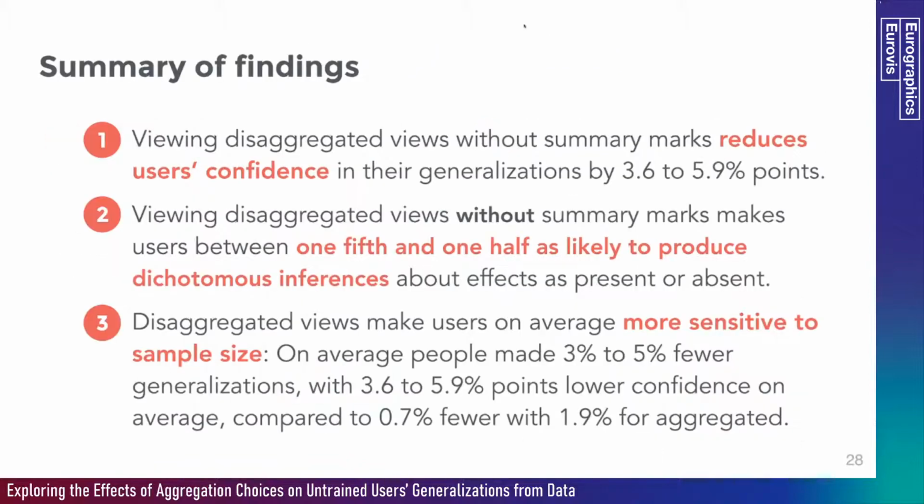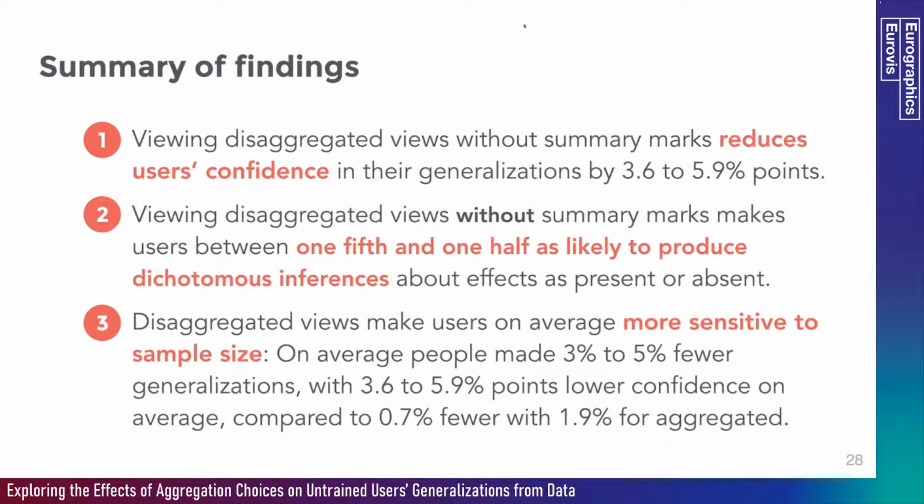To summarize, our study finds that how you aggregate views can have important implications for the inferences that untrained users make. First, viewing disaggregated views without summary marks reduces users' confidence in their generalizations by 3.6 to 6 points. Viewing disaggregated views without summary marks makes users between 1/5 and 1/2 as likely to produce dichotomous inferences. And finally, disaggregated views make users on average more sensitive to sample size.